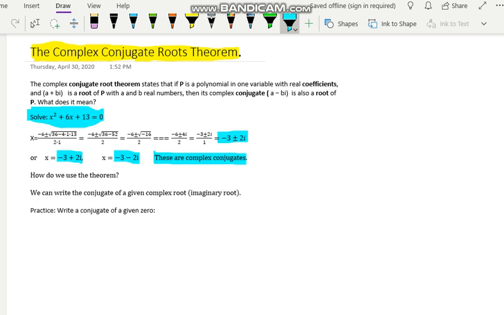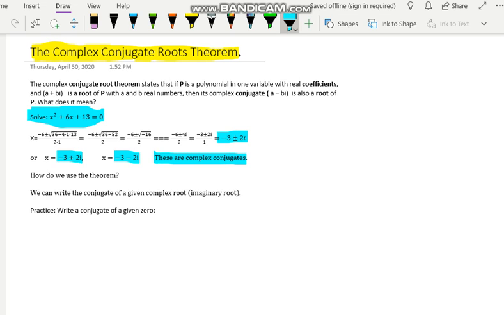Now, how do we use the theorem? So what does it do? We can write the conjugate of a given complex root, and after that we are going to turn both into factors, and after that we are going to come up with the original polynomial, what we did before. But before I was asking you to write down a missing root. Now I'm not going to use the word missing root. I would say write the conjugates of a given complex root.